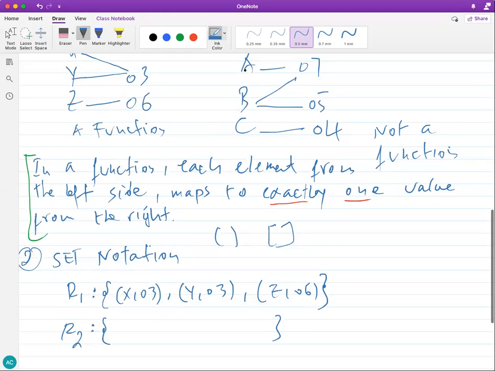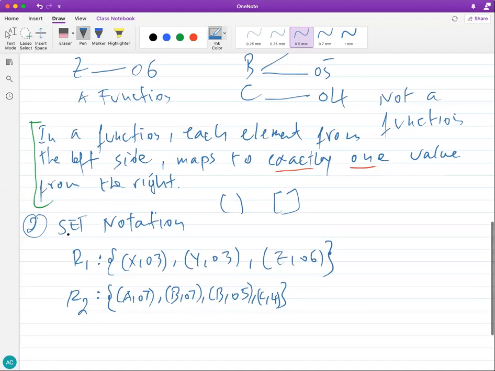So the first ordered pair is A, 7. Then you need a comma. Once you finish one ordered pair, a comma, and then the second one, B7. What is the next one? B5. And then finally, the last pair from this, C4. We'll just write C4, and don't forget to close your curly braces. That's all. So this is again what we call set notation.